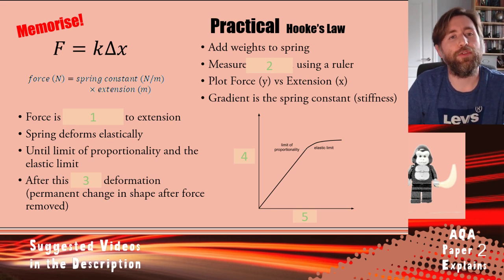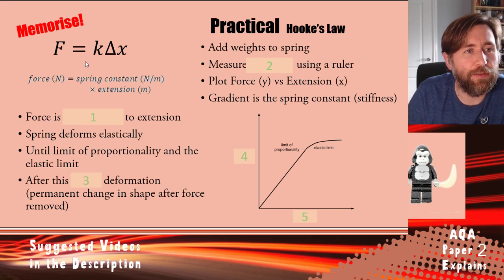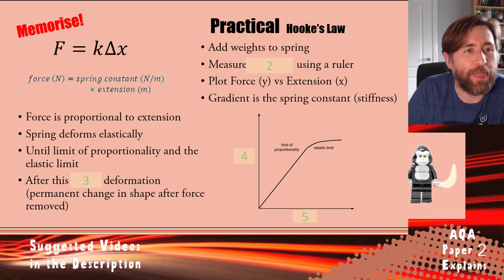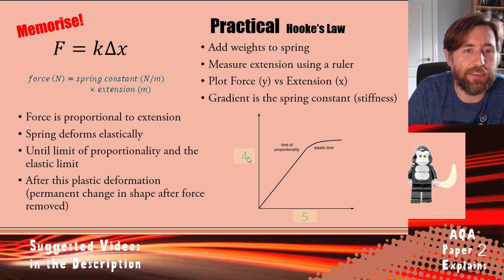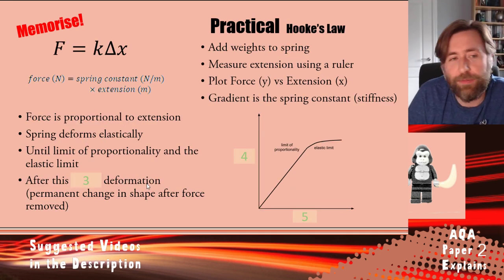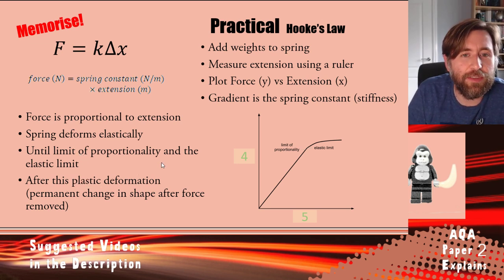Okay, now we're moving on to Hooke's law, and this is a practical you have to do. Hooke's law is force is proportional to extension, and the constant of proportionality is this thing, k, the spring constant. So force is proportional to extension is what that equation says. A spring deforms elastically until the limit of proportionality. So that's the end of the proportional section of the force extension graph. All right, moving on. And after this, you get plastic deformation. So after the limit of proportionality, you get the elastic limit.